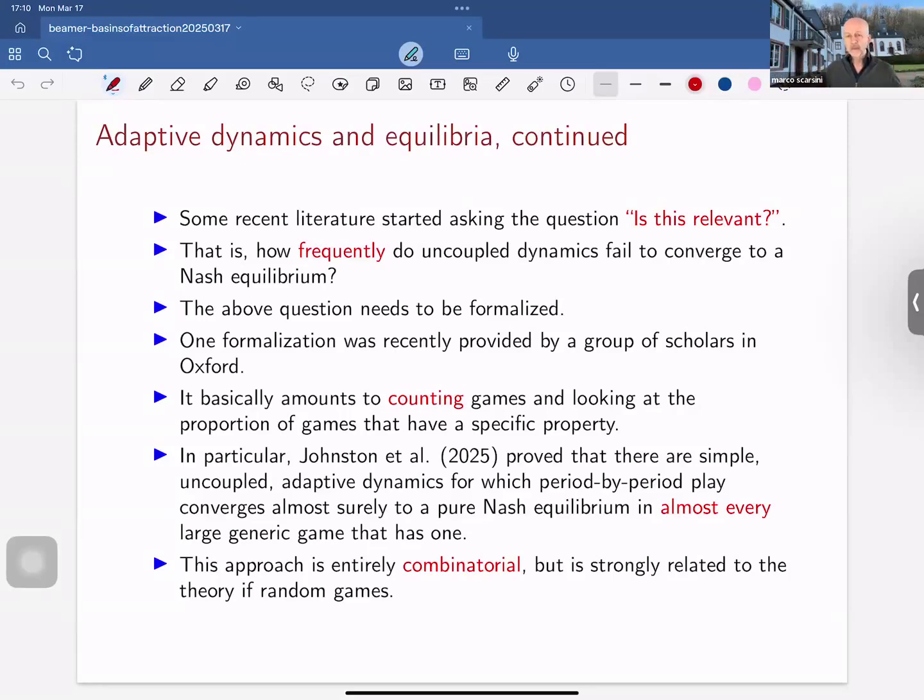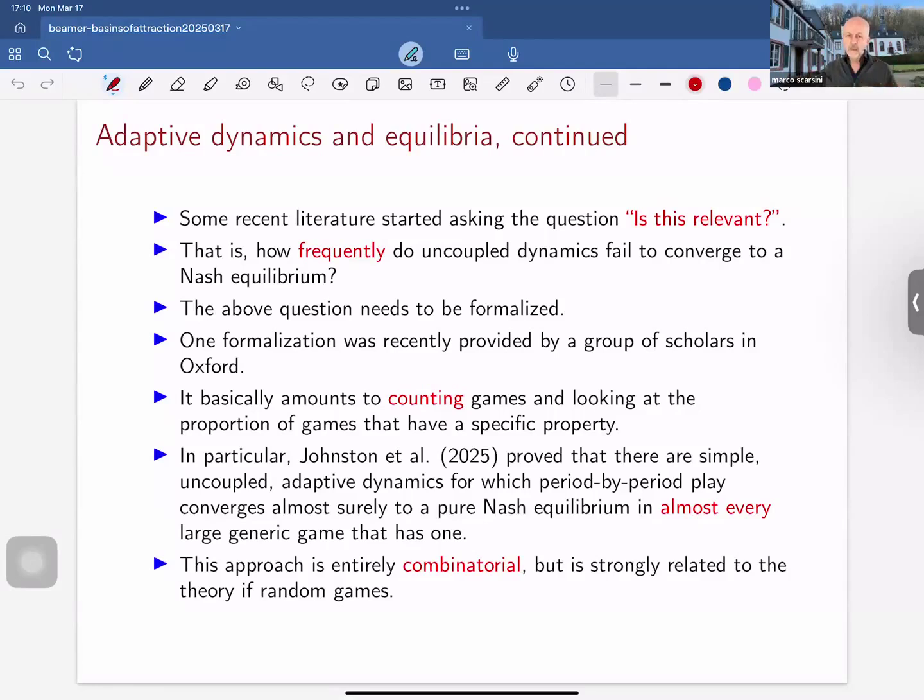So basically what they're saying is, yes, the worst scenario is such that uncoupled dynamics may not converge, but this is extremely rare. And the approach that they take is entirely combinatorial. As I said, they look at finite sets and they count the elements in these finite sets. They count the elements in some subsets of these finite sets.